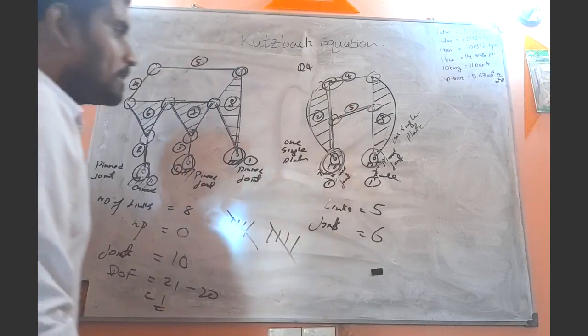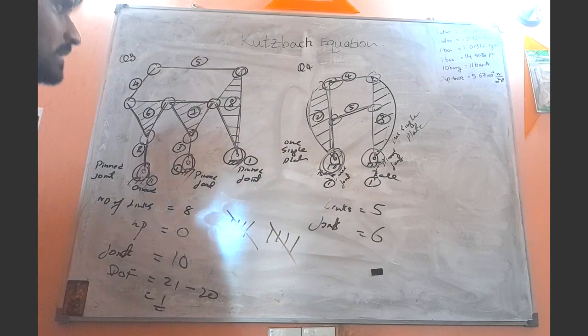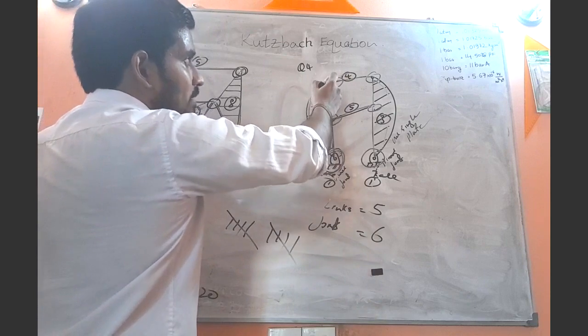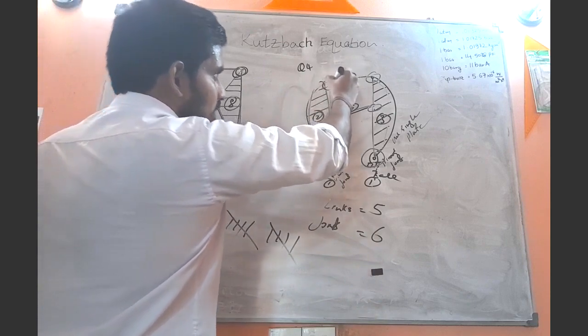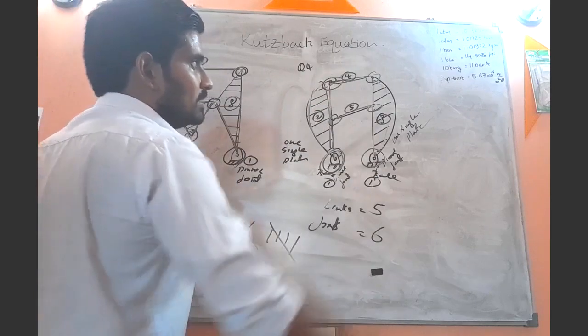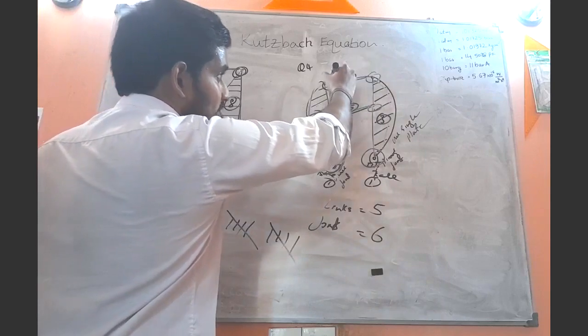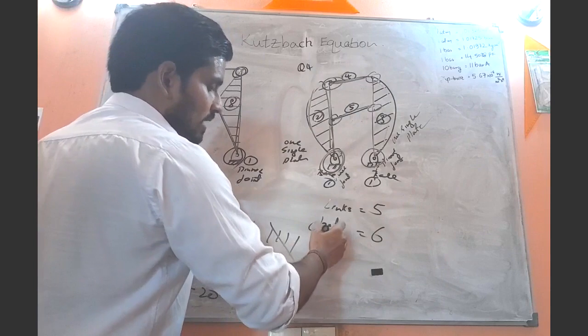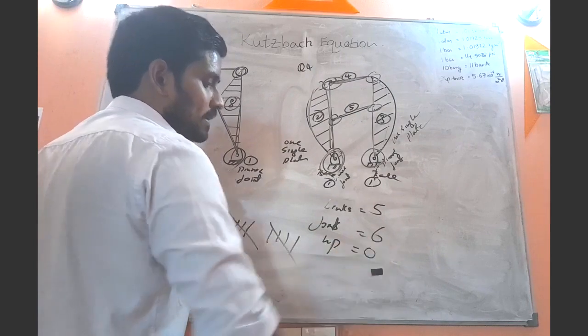Got the point, right? Because this is the joint that connects this plate to this link, right? And this is the joint that connects this link to this plate, right? So the total number of joints is 6. So as you can see here also we don't have any higher pairs, right?